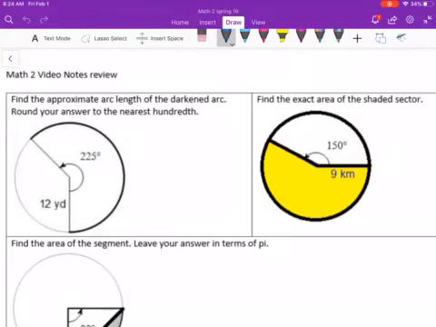All right, welcome back. We're going to do a little bit of a review since we've missed a bunch of school to make sure we're all on the same page. So it says, find the approximate arc length of the darkened arc.